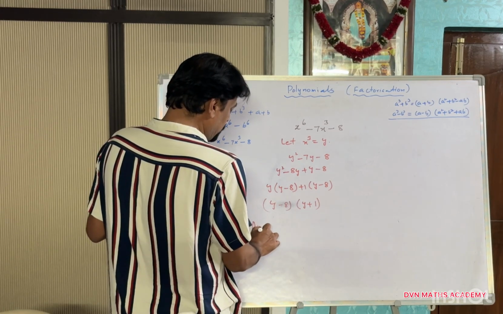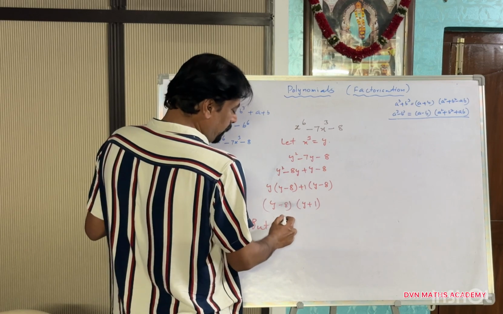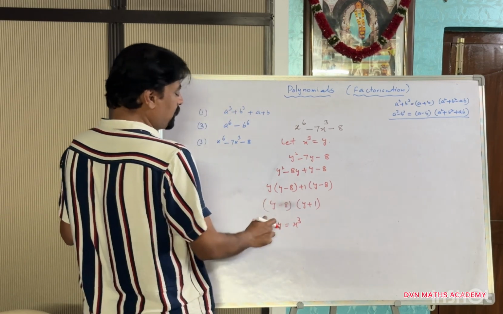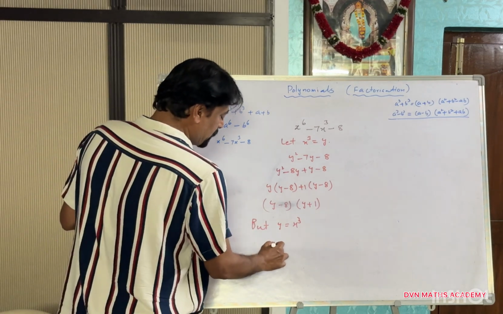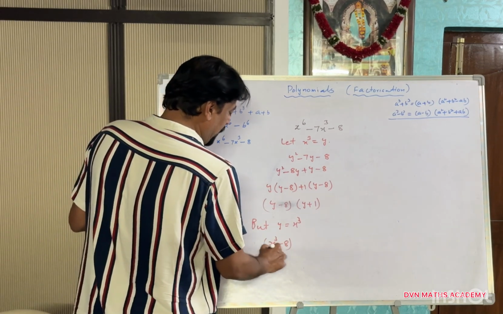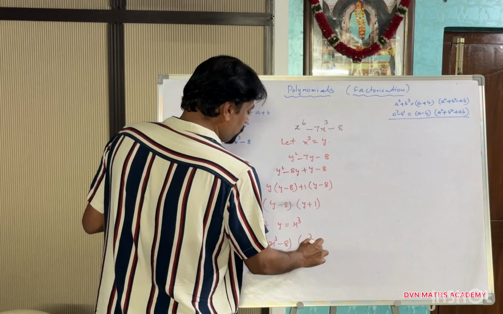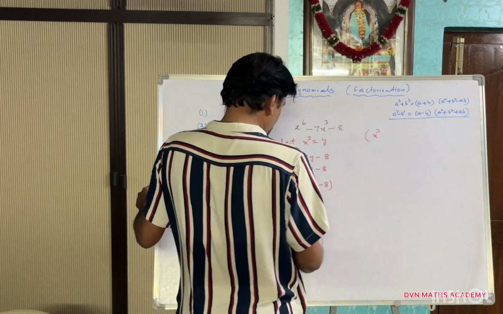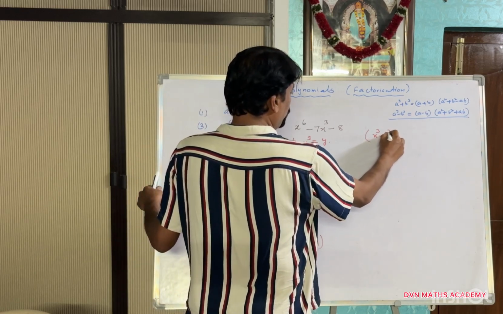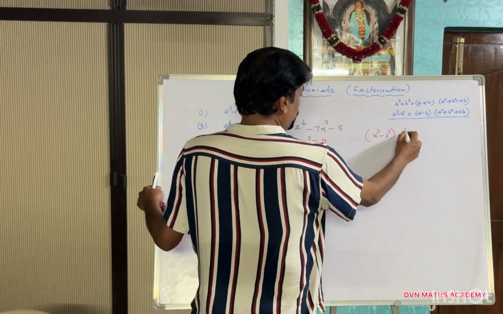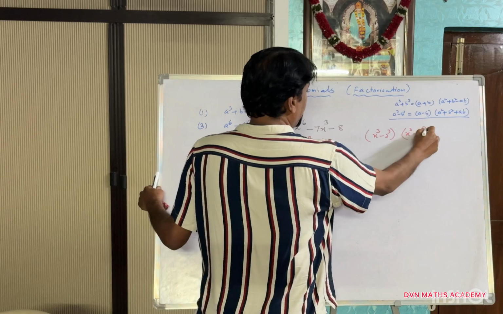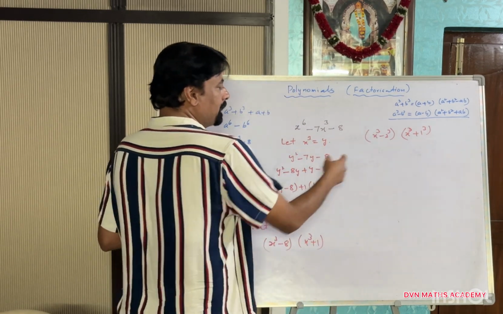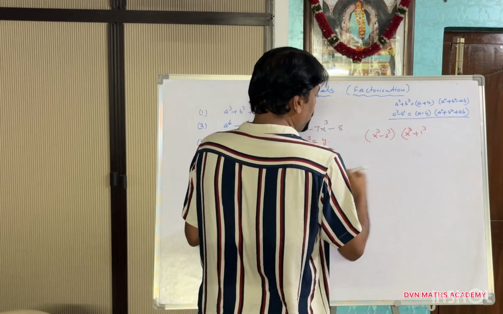But y is equal to x cube. Now you substitute that x cube value in the question. This becomes (x cube minus 8) and (x cube plus 1). So now my question is x cube minus 8, I can write 2 cube, and x cube plus 1, I can write 1 cube. So this is in the form of a cube minus b cube, and this is in the form of a cube plus b cube.